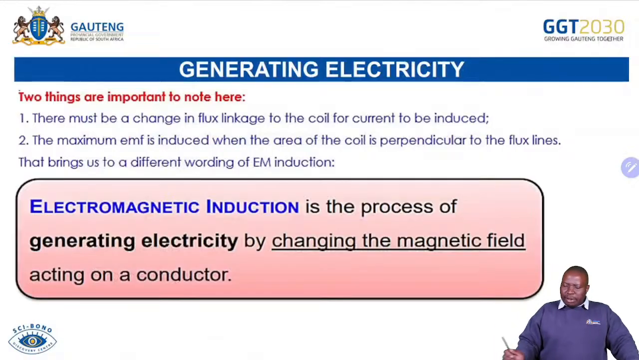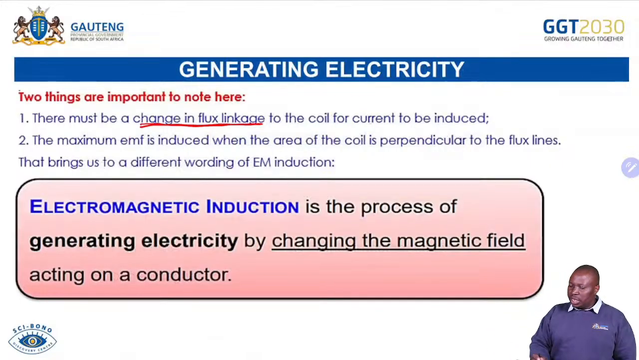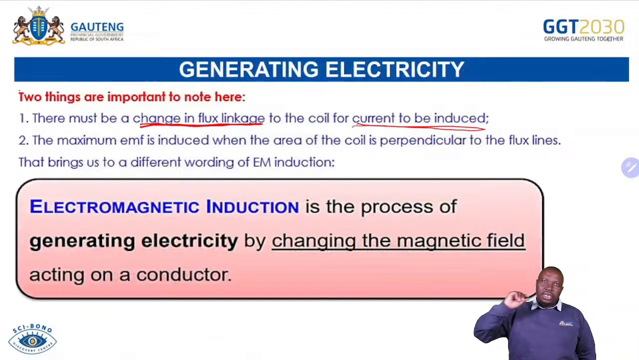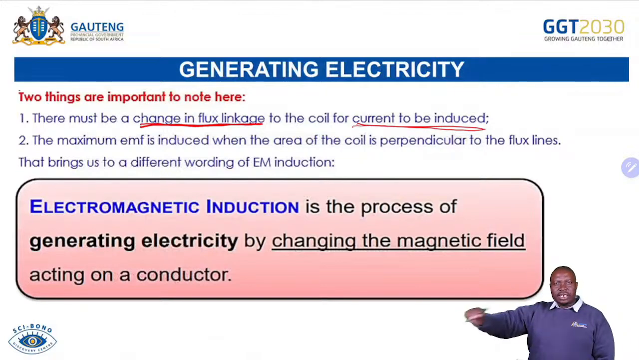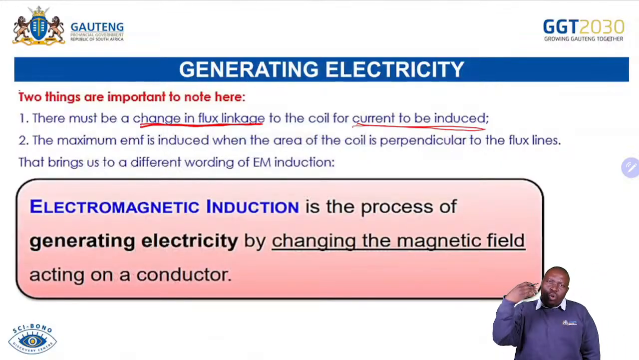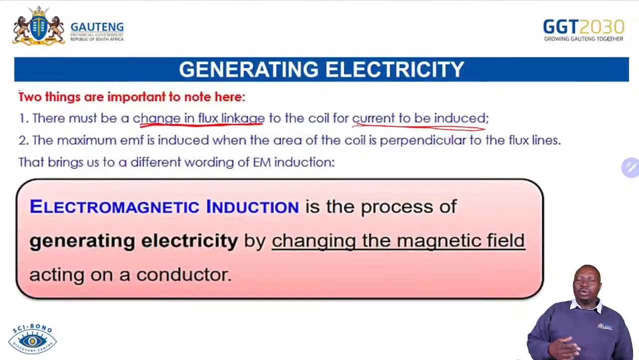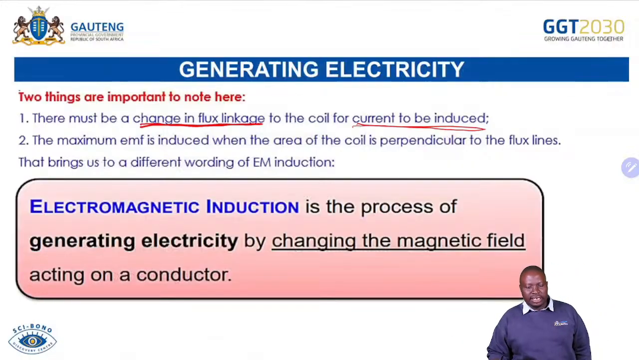We are saying there must be change in magnetic flux. There must be change in flux linkage or magnetic flux to the coil for current to be induced. So how do we change the magnetic flux? There must be continuous movement of the magnet or the coil, because I don't want you to cram and think that it is always the magnet that is moving. It can be the coil that is moving. Even when we are moving around the magnet, it's still fine.